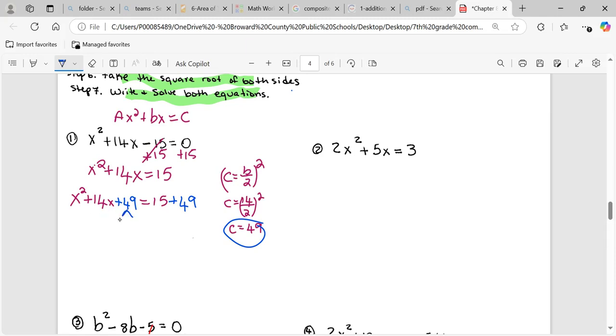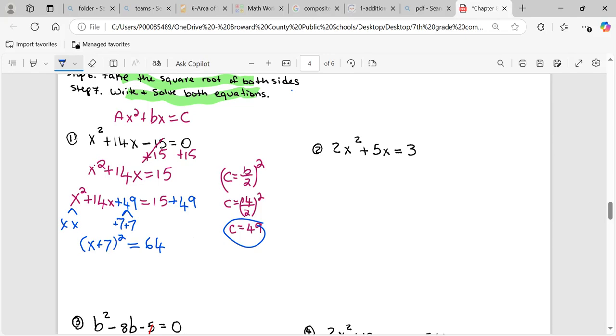So now I can actually factor this. I know it's a perfect square. 7 and 7 gave me 49. x gave me x squared, and that's positive. So these are both positive 7s. So I now know that this is x plus 7 squared if I factored. And then 15 plus 49 is going to give me 64.